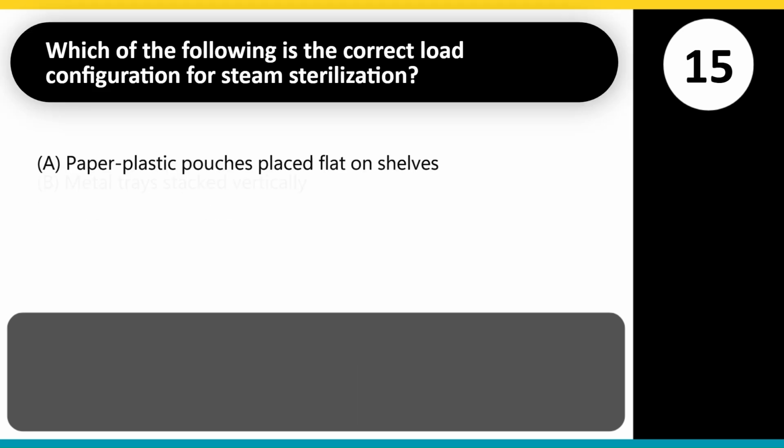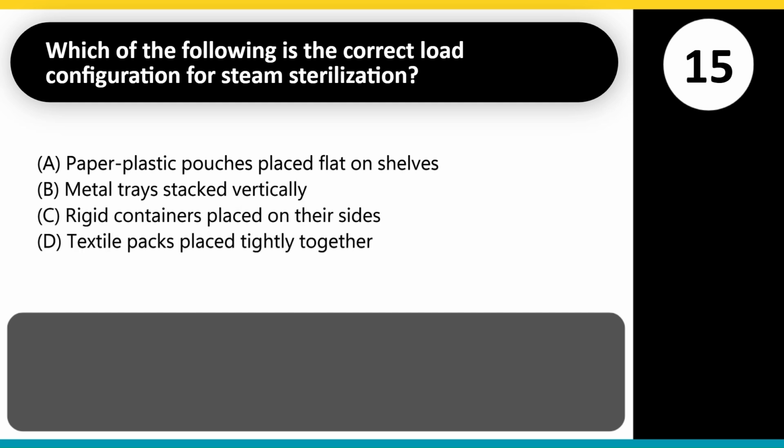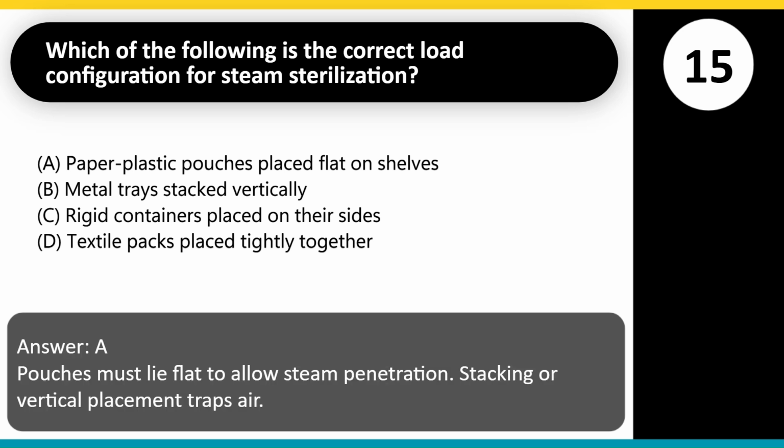Which of the following is the correct load configuration for steam sterilization? A. Paper plastic pouches placed flat on shelves. B. Metal trays stacked vertically. C. Rigid containers placed on their sides. D. Textile packs placed tightly together. Answer, A. Pouches must lie flat to allow steam penetration. Stacking or vertical placement traps air.